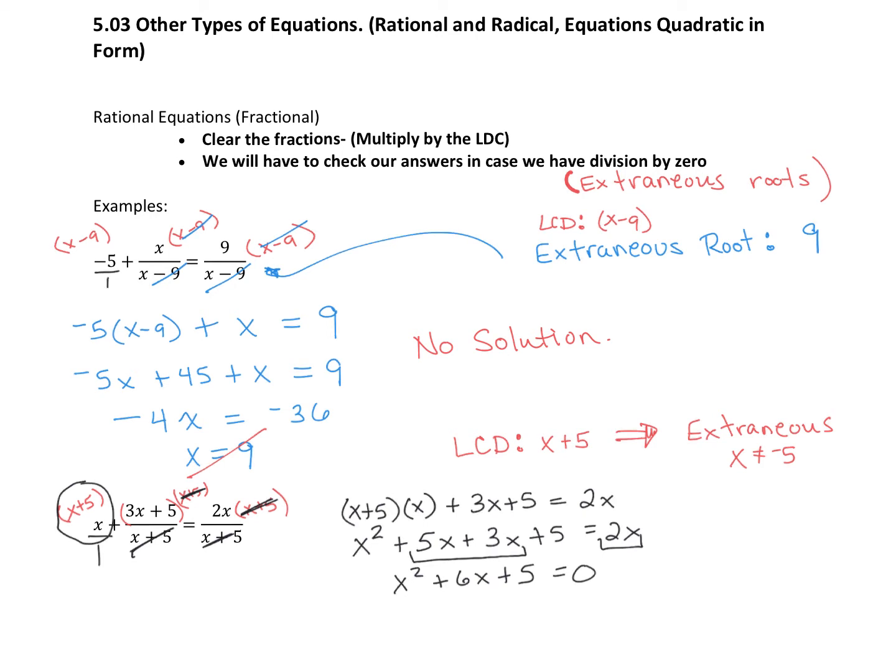So you solved quadratic equations in college algebra, and this one will factor as x plus 5 and x plus 1, and we get two answers, x equals negative 5 and x equals negative 1. However, we know that x equaling negative 5 is extraneous, so our only solution is x equals negative 1.